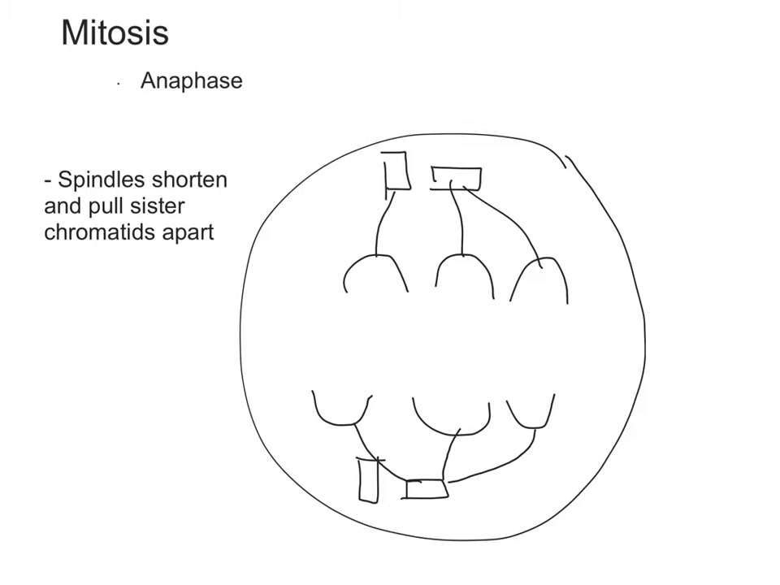So at this step, we see that the centrioles are acting kind of like a fishing line. They have cast out their spindles, they caught hold of the chromatids, which are kind of like the fish, and now they're reeling them in, shortening those spindles to pull the chromatids towards them.